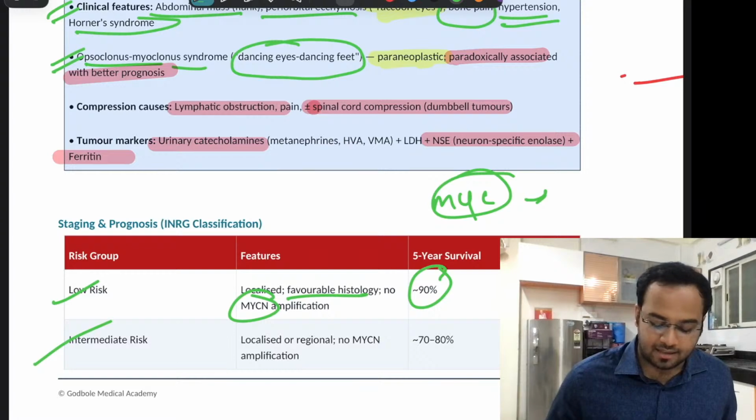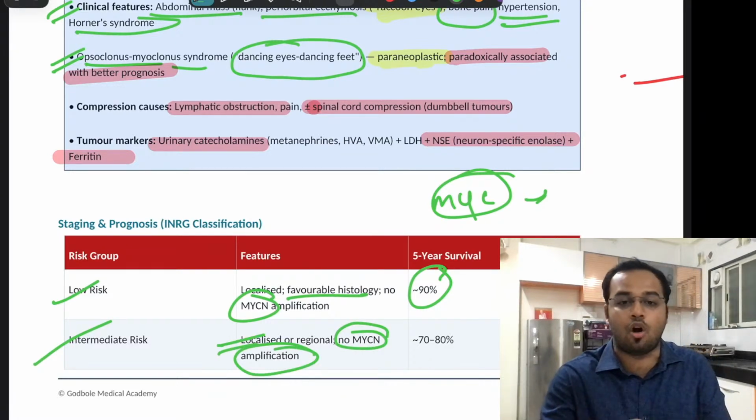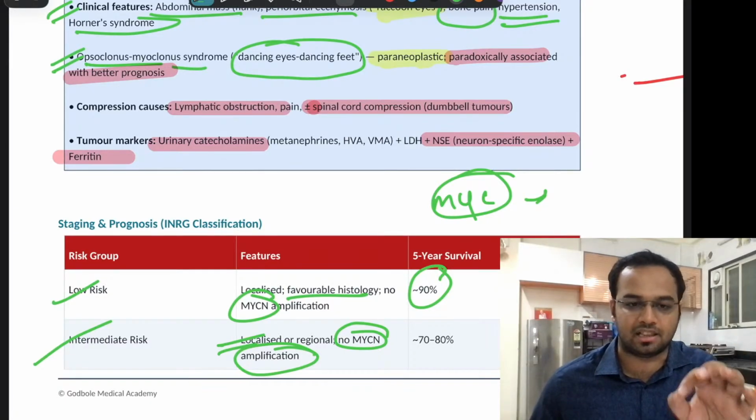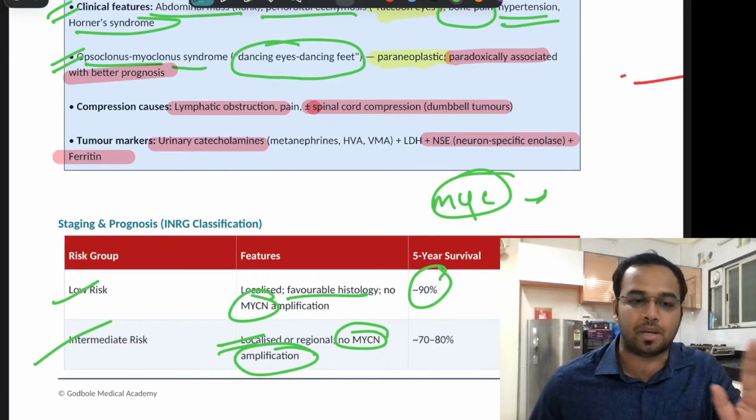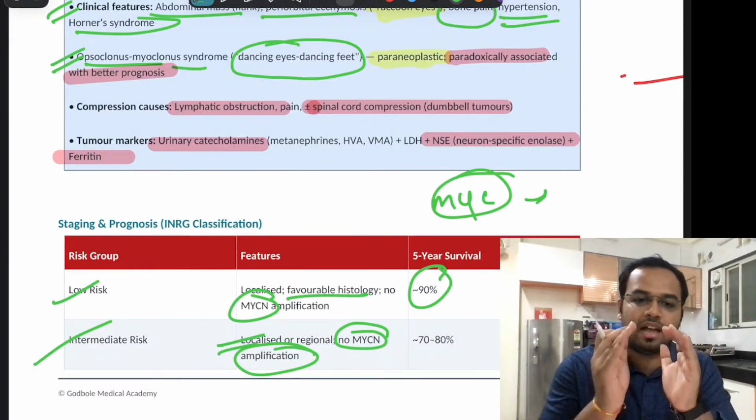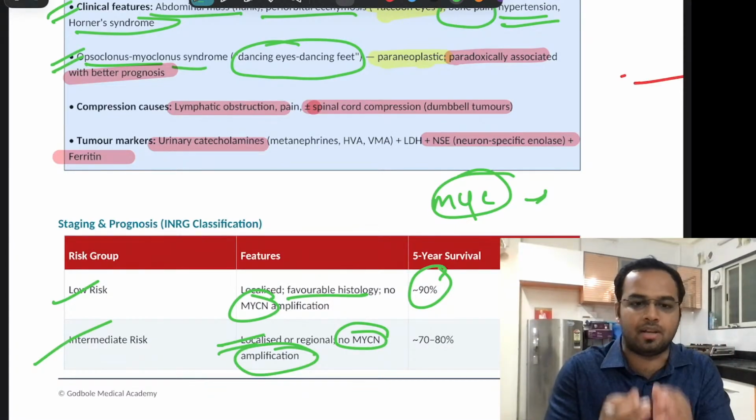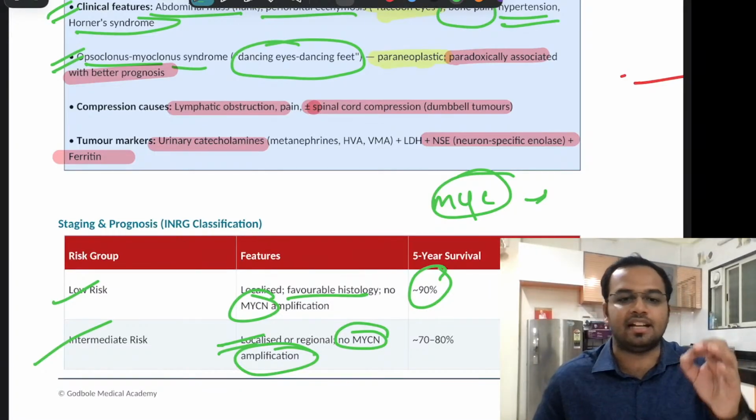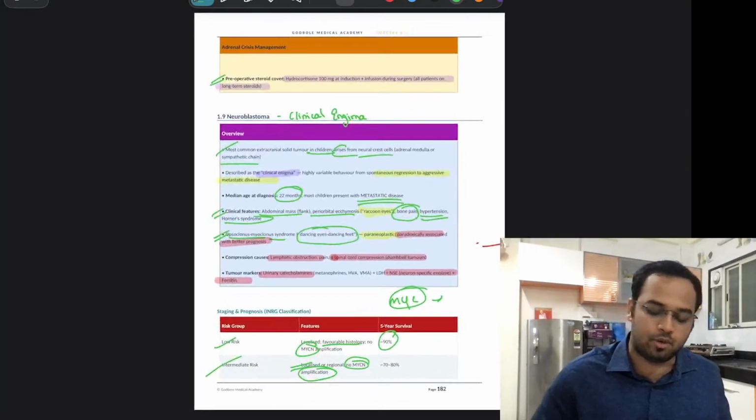Intermediate risk मतलब क्या रहता है कि MYC gene amplification नहीं है, it is also going to be a localized or a regional disease. So MYC gene mutation उसमें नहीं है. If it is localized to the adrenal glands or if it is localized to the abdomen, it is considered to be a good prognosis, low risk. अगर वो लोकली स्प्रेड हो गया है, एब्डोमेन के एब्डोमेन में स्प्रेड हुआ है, तो it is an intermediate risk, but अभी तक MYC gene mutation आया नहीं है.